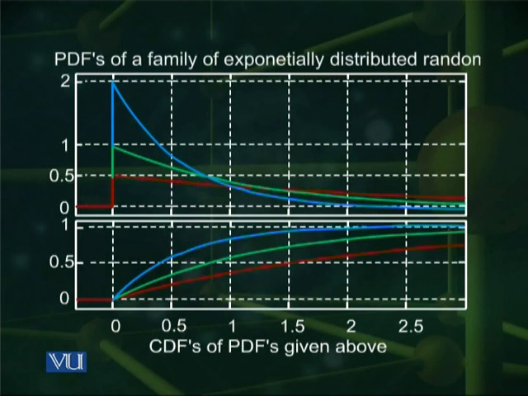You can see that if PDF is of the form lambda e raised to power minus lambda x, then CDF is of the form 1 minus e raised to power minus lambda x. You can compare the three graphs and see that for smaller values of lambda, the PDF starts at a lower height and then it slowly decays. And for larger value of lambda, the PDF starts at a higher value and then it quickly decays to 0.